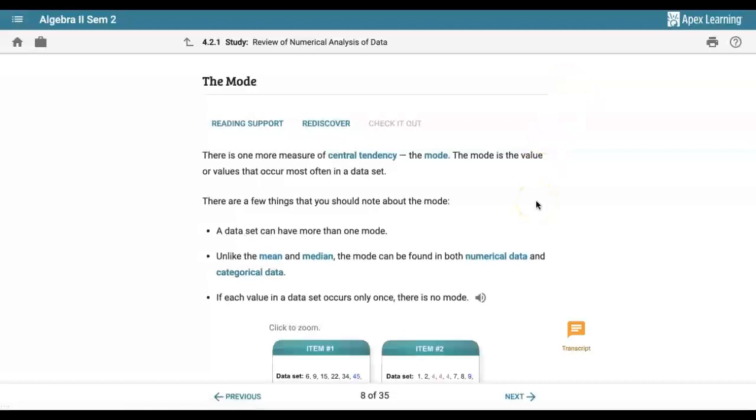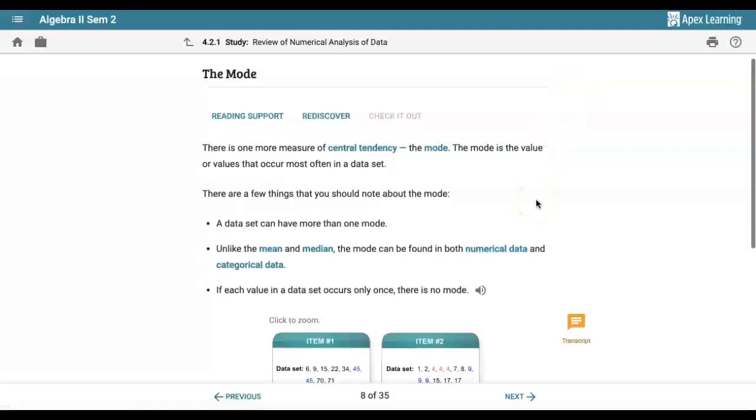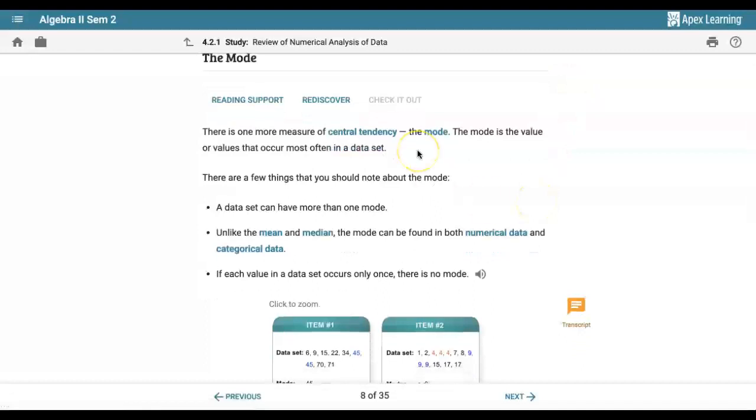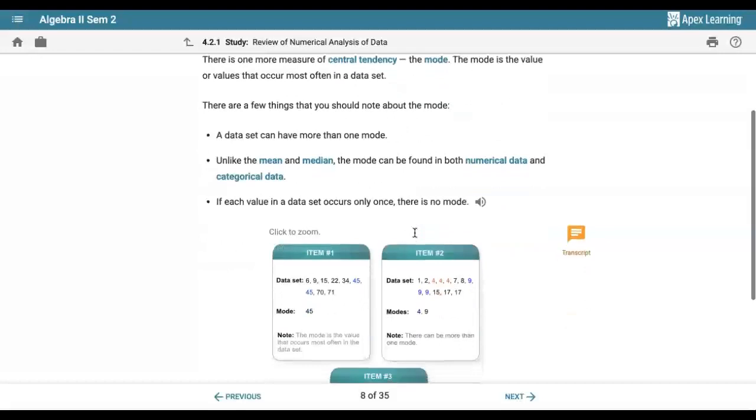All right. And then finally looking at the central tendency called mode. All right, so this is the one that occurs most often in a data set. Again, mode, you can have more than one mode. It can be found in both numerical and categorical, and there could be no mode, right? There could be no mode as well.